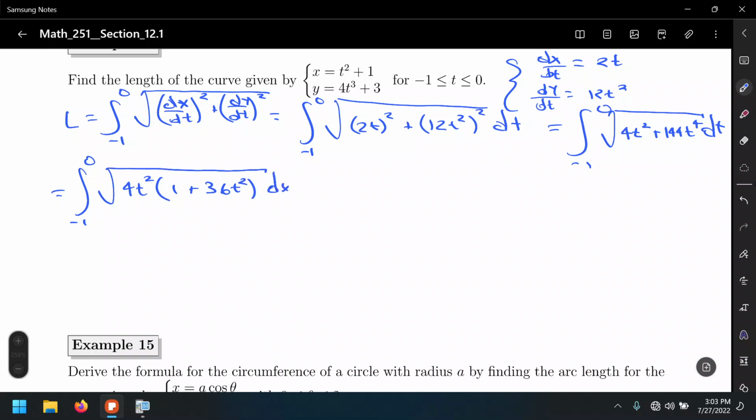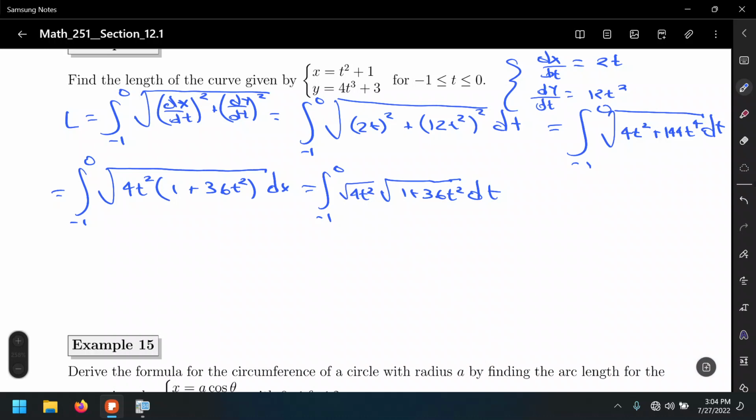Well, from here, the radical of a product is the same as the product of the radicals. And simplify the one that we can simplify. In this case, the first one, the square root of 4t squared. What's the square root of 4t squared? 2t. Be careful. Recall that when we're taking the square root of something squared, when we have a variable, that's the absolute value.